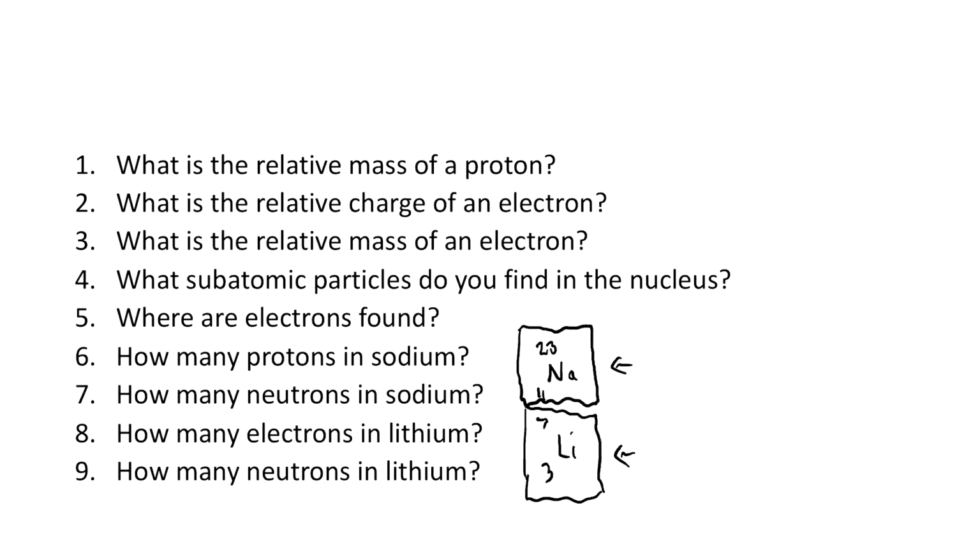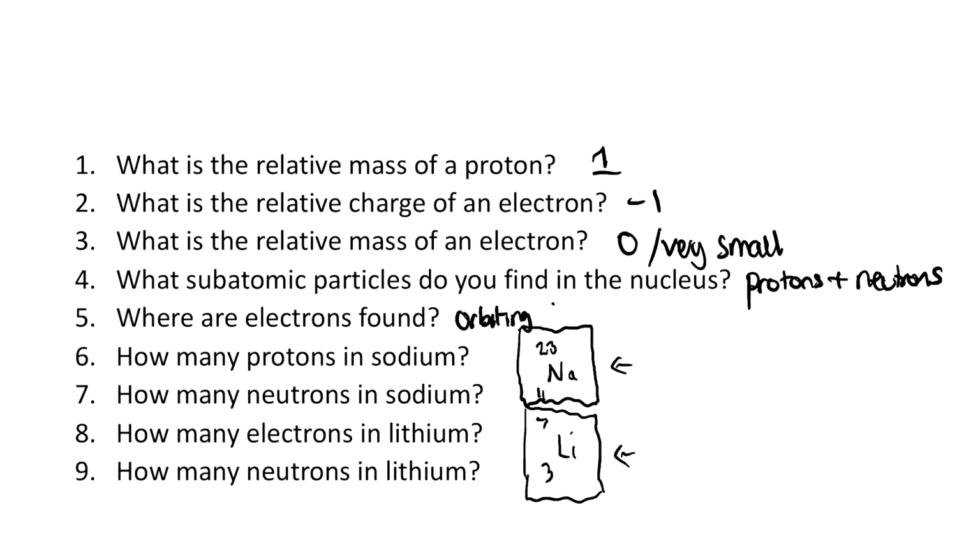Okay, so question 1. What is the relative mass of a proton? It's 1. What is the relative charge of an electron? It's -1. What is the relative mass of an electron? Either you could have written 0 or you could have written very small. What subatomic particles do you find in the nucleus? Well, in the nucleus you find the protons and you find the neutrons. Where are electrons found? They are found orbiting the nucleus in shells.